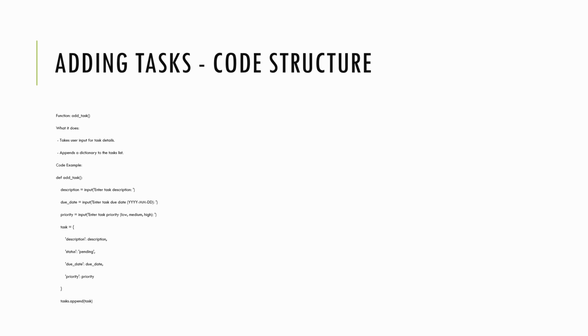Let's dive into the code structure. First, we will focus on the function for adding tasks. When the user enters task details, our addTask function will append a dictionary containing the task information to the tasks list. This ensures that the task is stored for future reference.